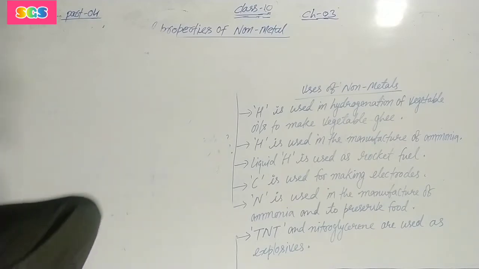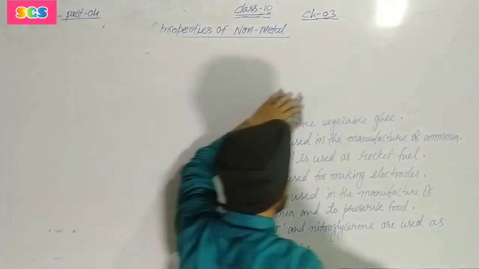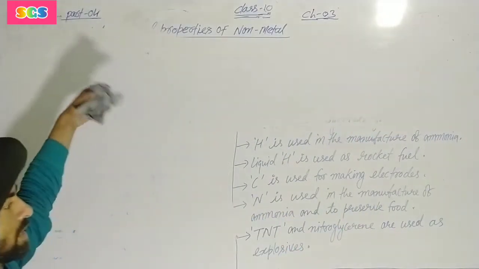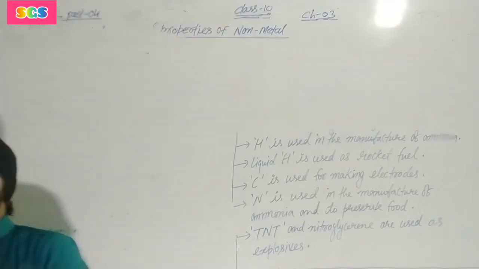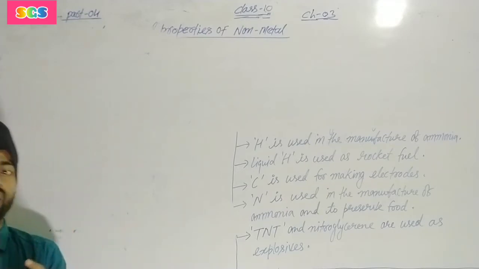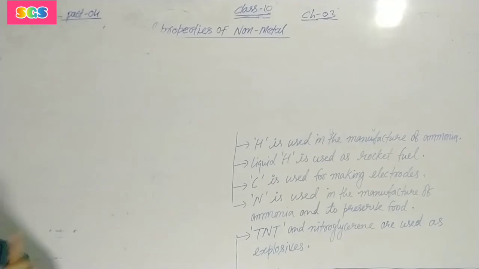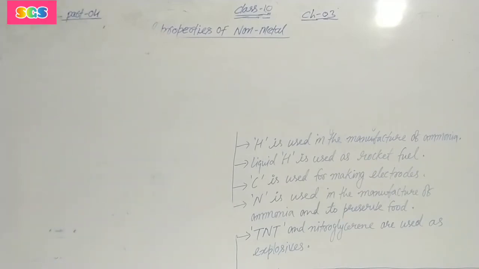Another use of hydrogen is in the manufacture of ammonia. In the previous topic we read that hydrogen is used in the preparation of ammonia. You saw in the chemical properties of non-metals that when any non-metal combines with hydrogen, it forms covalent hydrides. I gave the example of nitrogen reacting with hydrogen to form ammonia, that is NH3. NH3 is formed by the synthesis of nitrogen and hydrogen. So nitrogen and hydrogen are the non-metals used in the manufacture of ammonia.